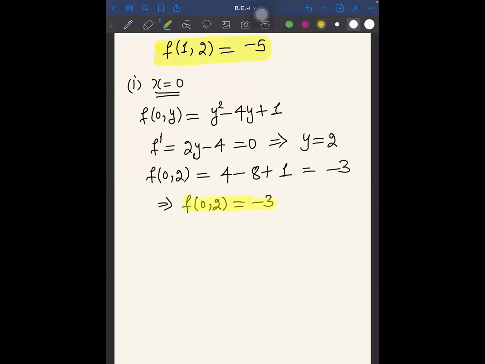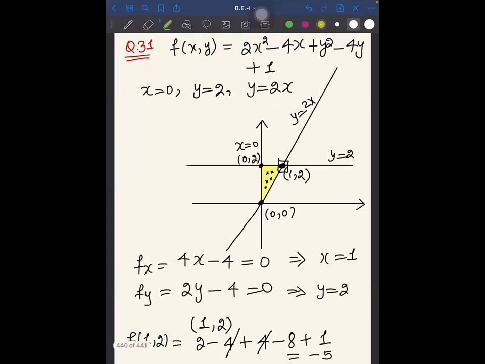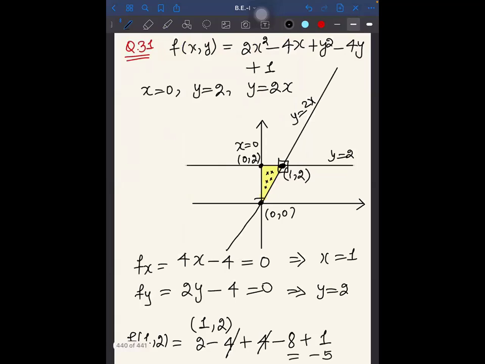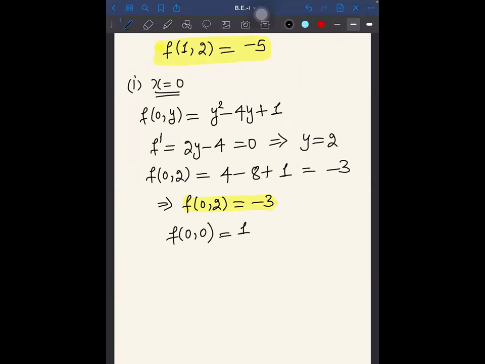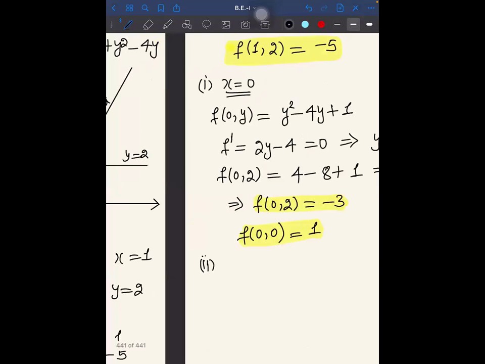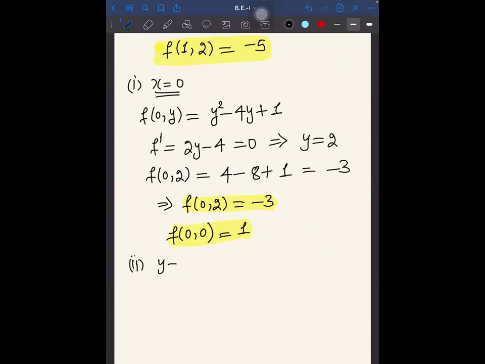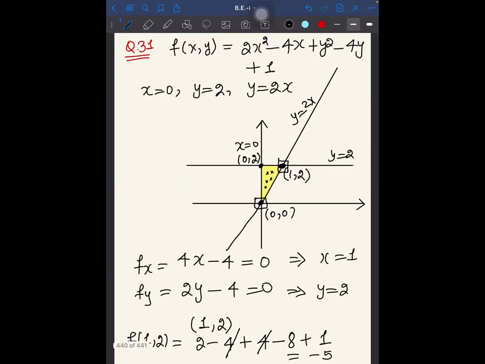So let's mark this. So this is your x = 0 boundary, and one point is there, f(0, 0). This point is also there, f(0, 0). So you put f(0, 0), and you will be only left with 1. So let's mark this as well. So let's try to find out the behavior of the function along the second boundary, which is y is equal to 2. So f of (x, 2), right?